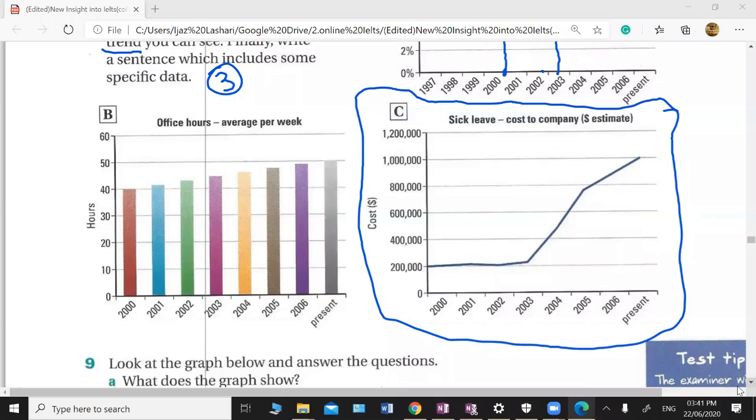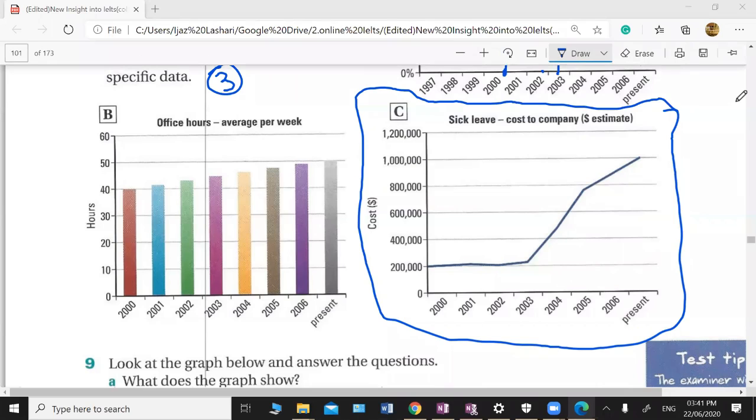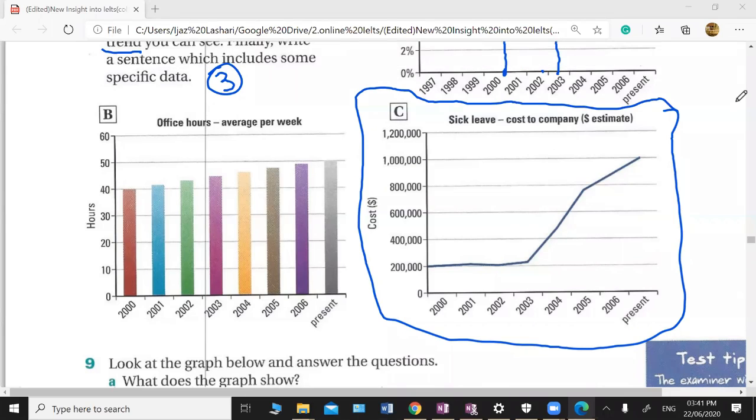Well, what I understand from this graph is that it tells us about the cost of sick leave which a company suffers or faces. On its horizontal axis we have cost, and on the vertical axis we have years. From the start to 2003, the amount remained constant at 200,000, and then it rises gradually till the year 2005, and it reached the level of 800,000.